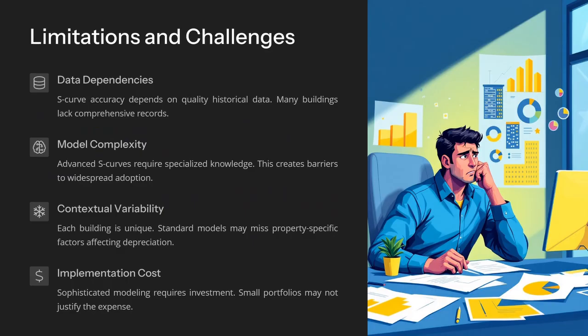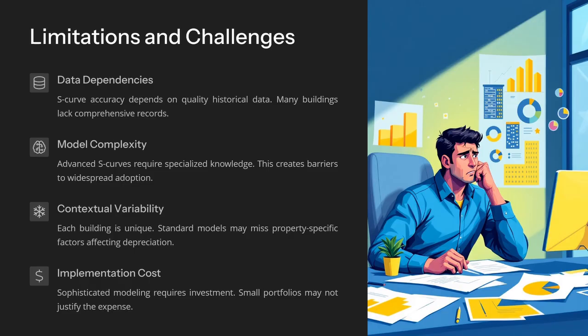So what are the limitations and challenges of using this S curve? First thing is data dependence. The more accurate the data, the more accurate your S curve will be. S curve accuracy depends on quality historical data, and many buildings lack comprehensive records. Then model complexity. Advanced S curves require specialized knowledge, so this creates a barrier to widespread adoption.